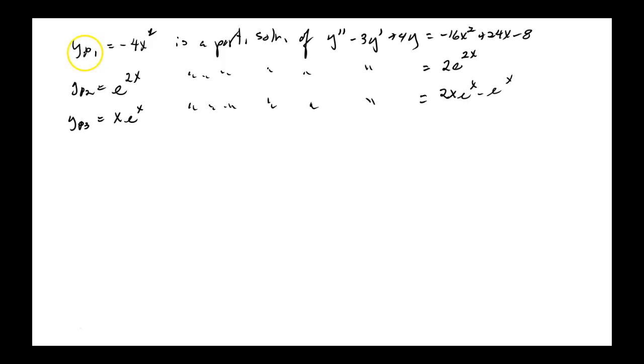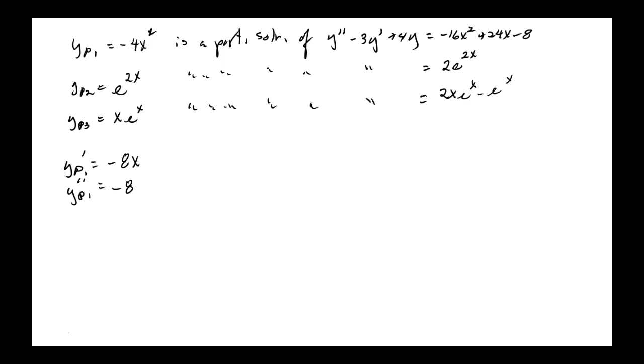So let's do it with y sub p1 first. Take the derivative. y sub p1 prime would be negative 8x. Good. And y sub p1 double prime would be negative 8. And that's all we have.